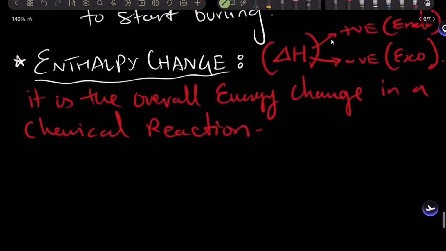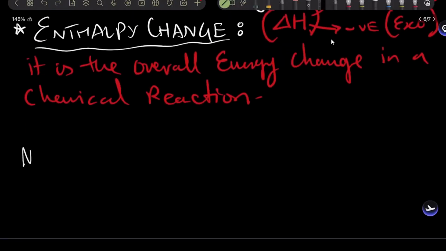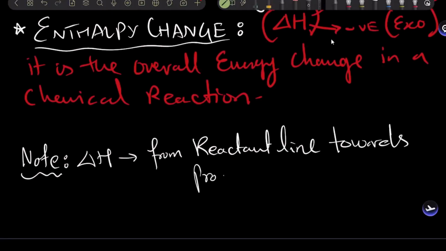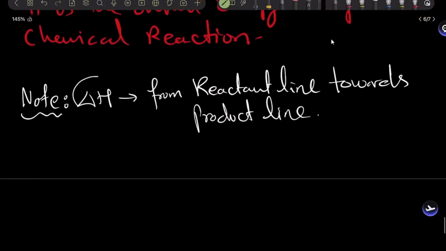All right. And for that, you need to memorize this note. This will help you to find it blindly. You don't need to even think about it. So remember that delta H would always be from the reactant line, that's why we learned the names of those lines, reactant line to product line, towards the product line. That's how you label the delta H of the reaction or enthalpy change of a reaction.